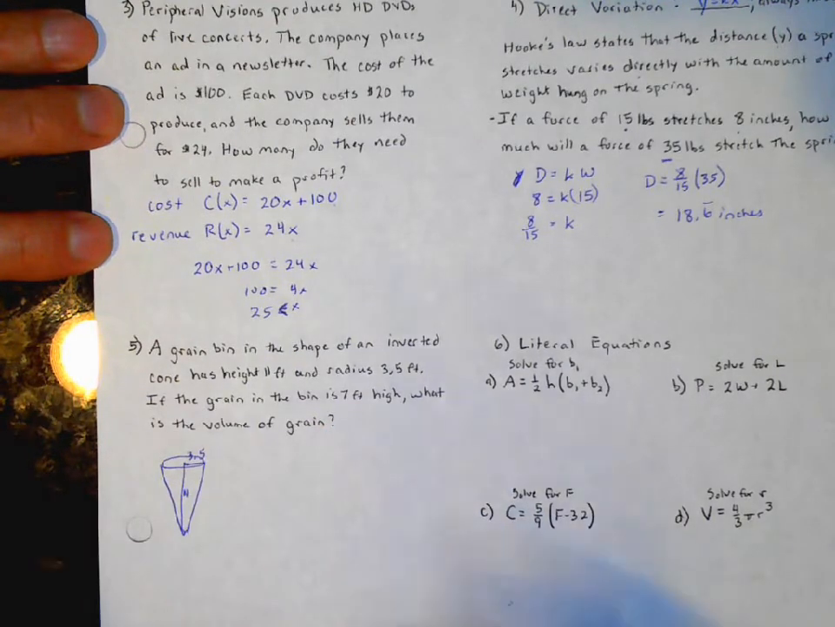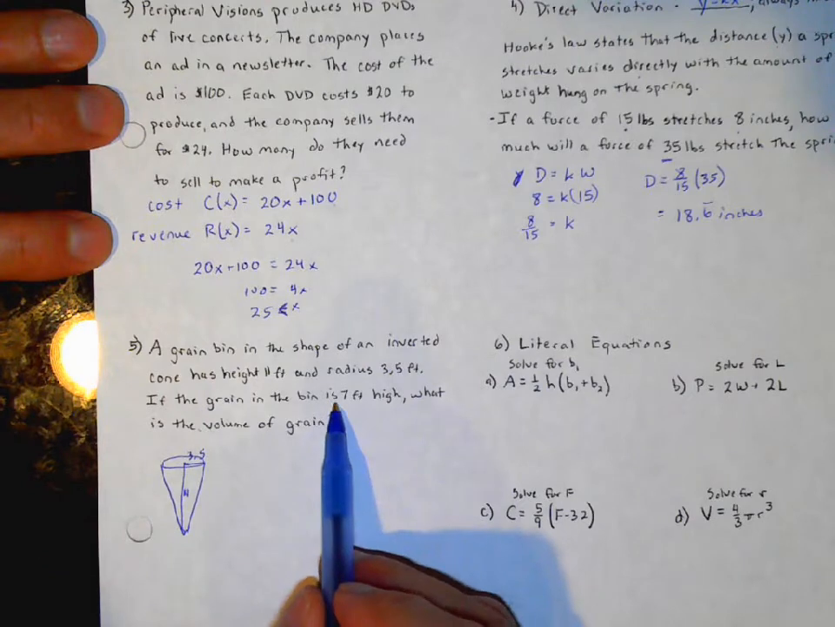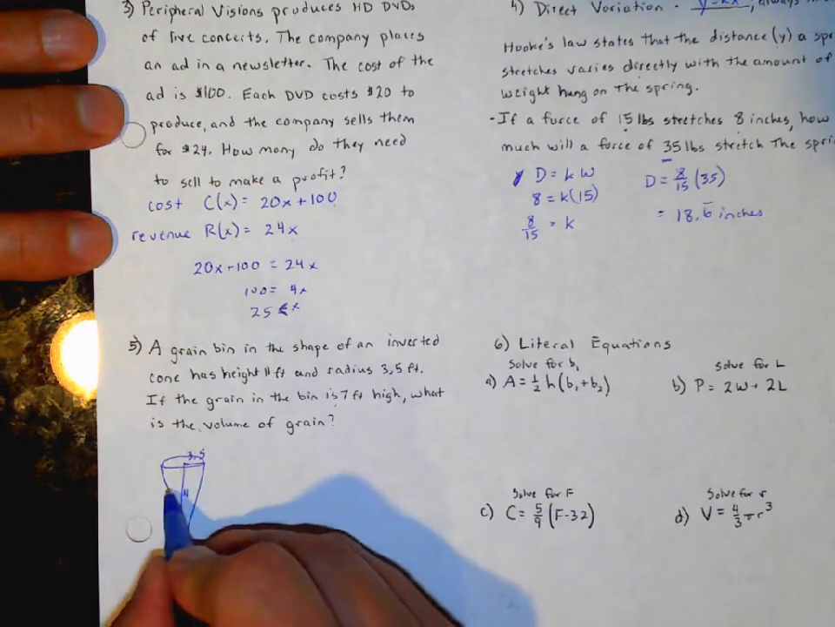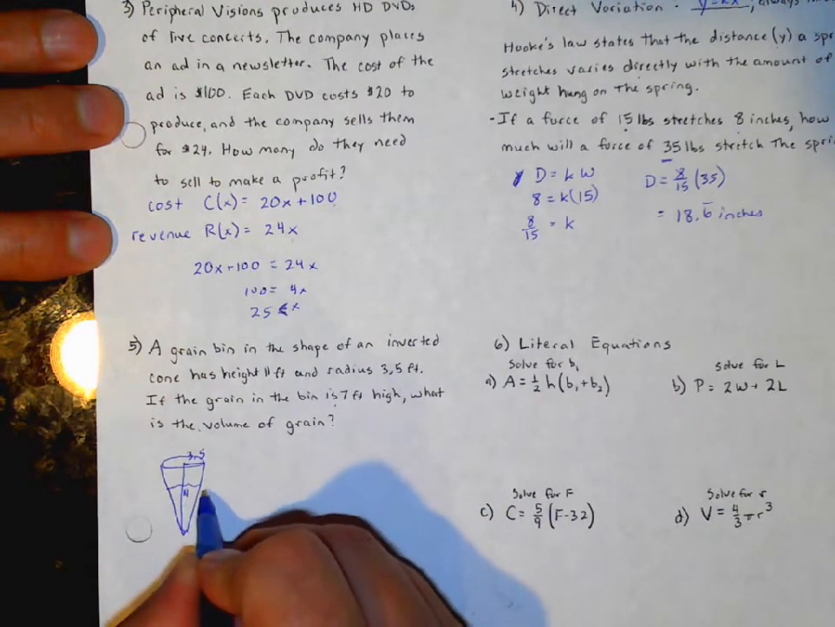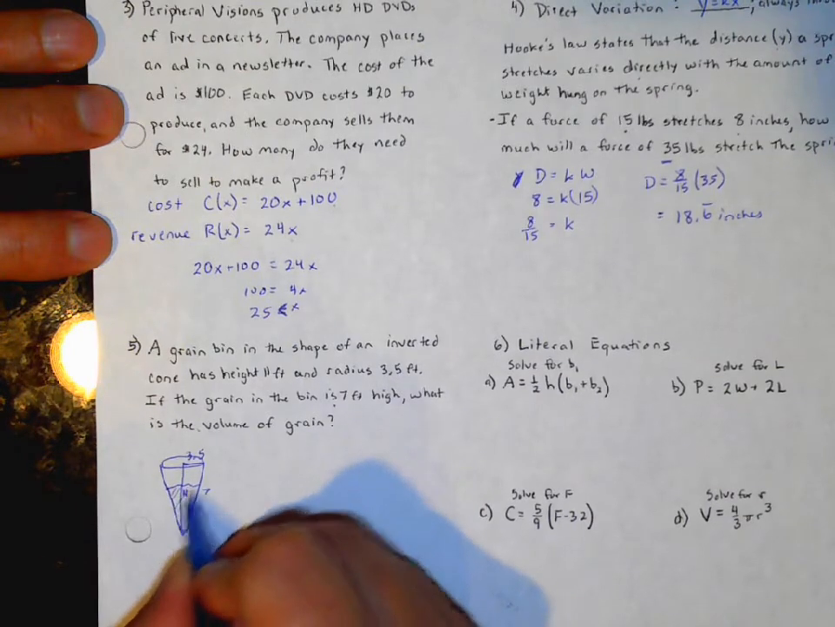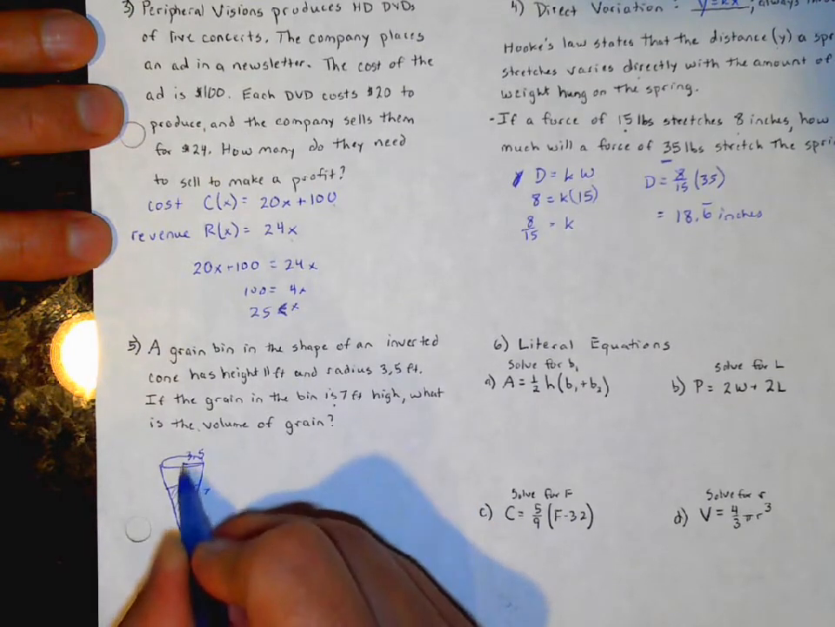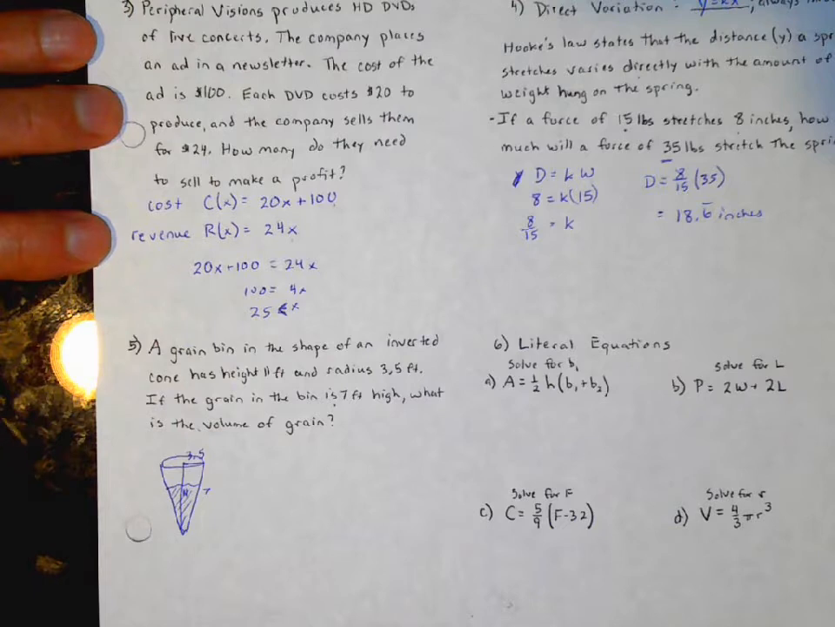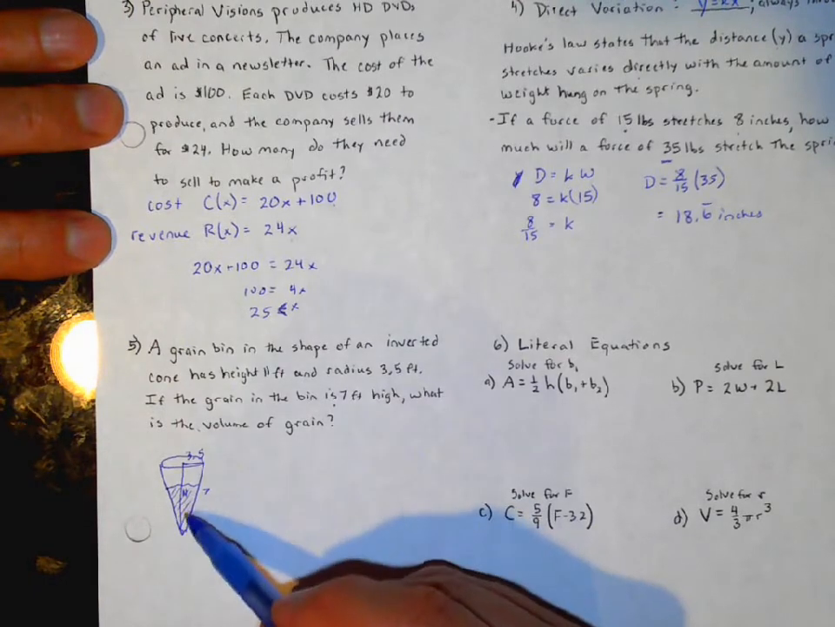Okay. The grain in the bin is 7 feet. So it comes up to about here, about 7 feet up. That's how much grain we have in there. So there's 4 feet left up there that's not. What is the volume of the grain? How much grain do we have in here?